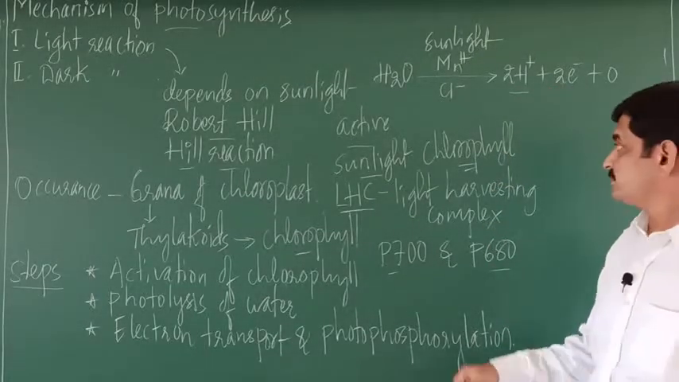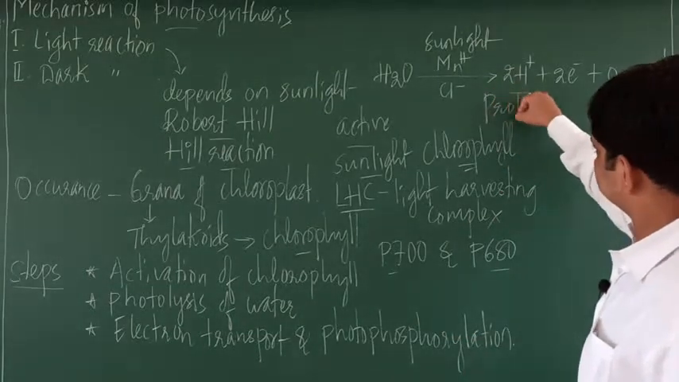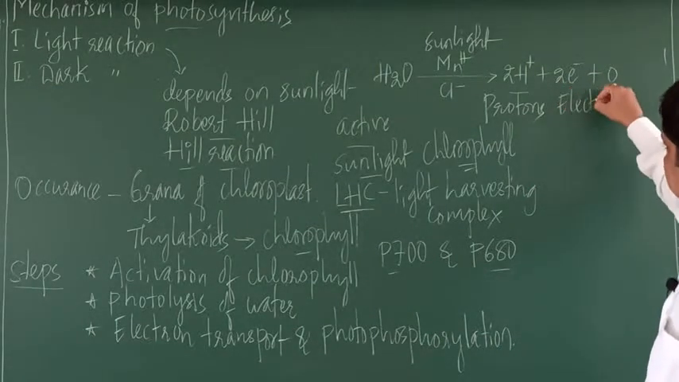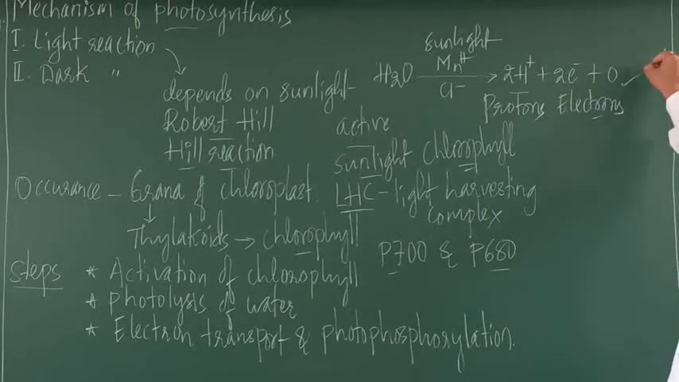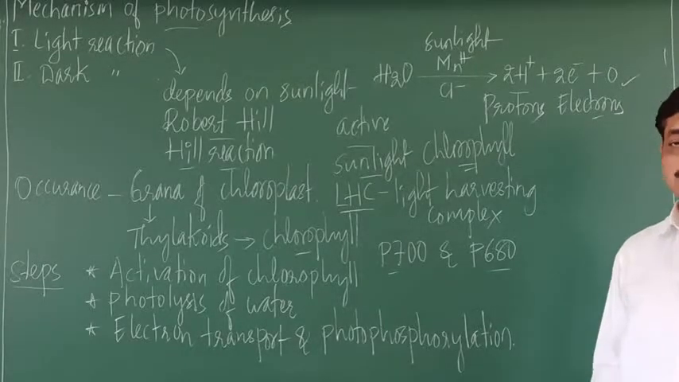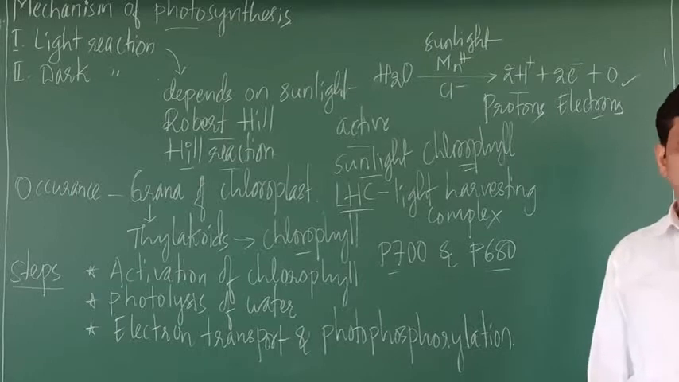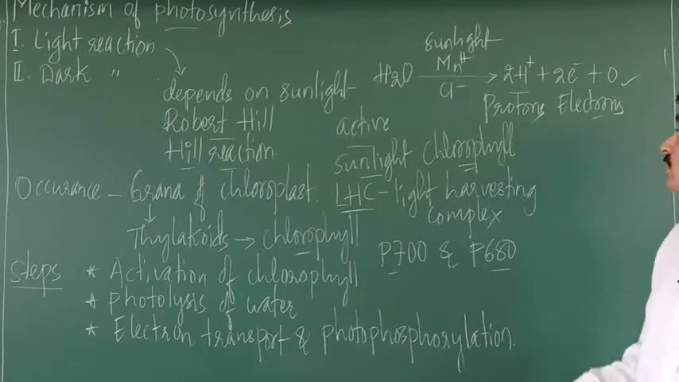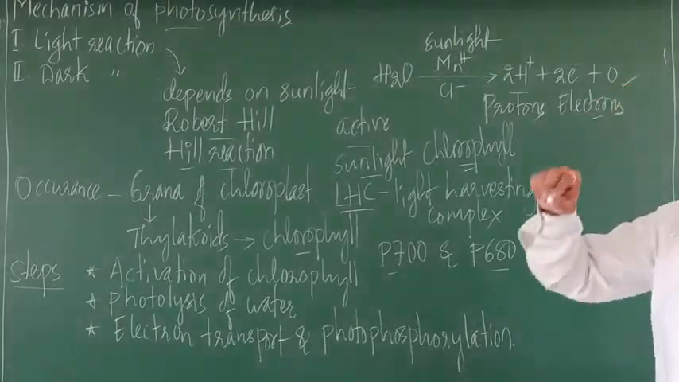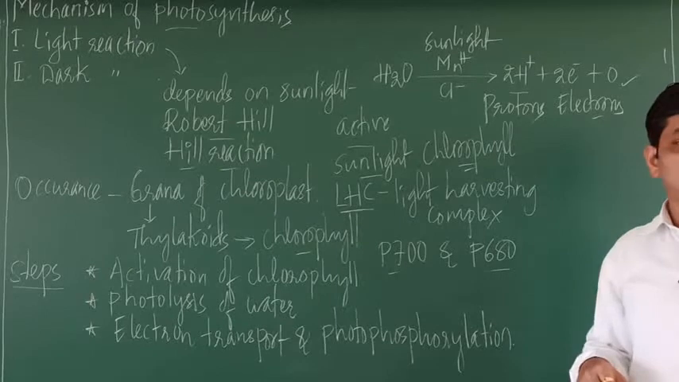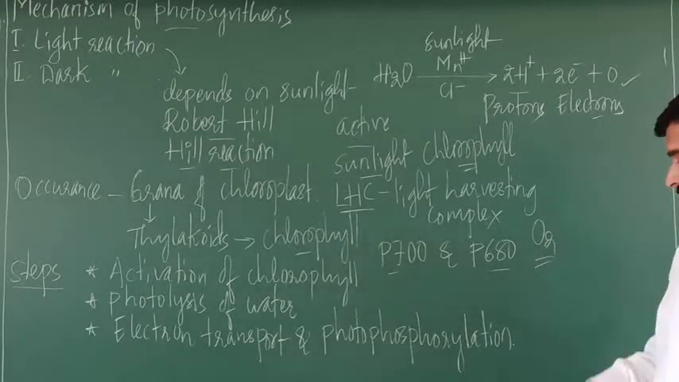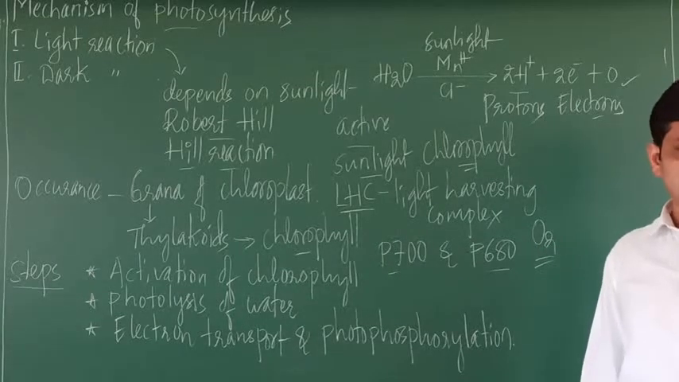So what is produced here? 2 protons, 2 electrons and oxygen, right? So this is called photolysis of water. I hope it is much clearer to you now. To produce molecular oxygen, right? The oxygen that is liberated during photosynthesis is this. This is called molecular oxygen.